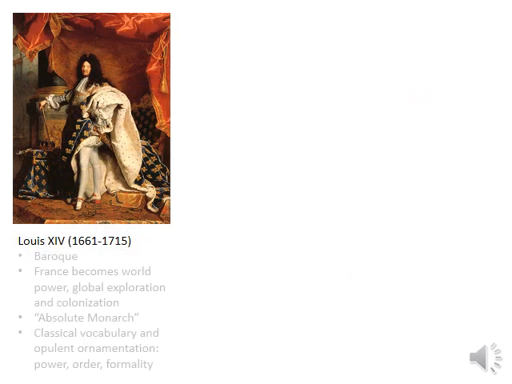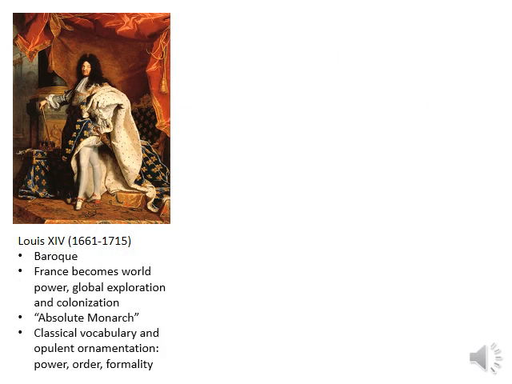So first we have Louis XIV. He's associated with the Baroque period, and so his date is 1661 to 1715. It's under Louis XIV that France becomes a global power. Again, the most powerful nation in the world. This is when France is doing a lot of its expansion, global exploration, and expansion of its colonies. Now, Louis XIV's type of kingship is known as what's called an absolute monarchy.